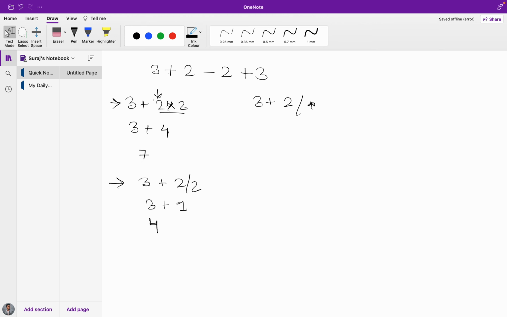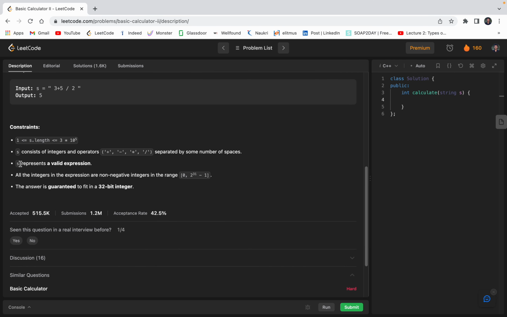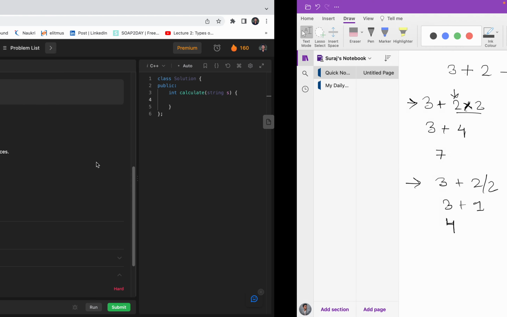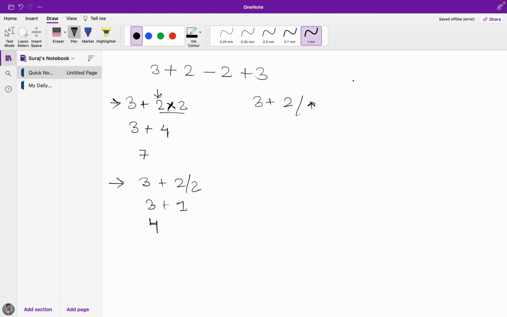oh, I found a multiplication operator. It means that there will definitely be a value present on the stack. Why can I be sure of that? Because according to the question, what is given represents a valid expression. So I will pop out the top element from the stack, 2, and what is the current element? It's a 2. Multiply them and insert into the stack.